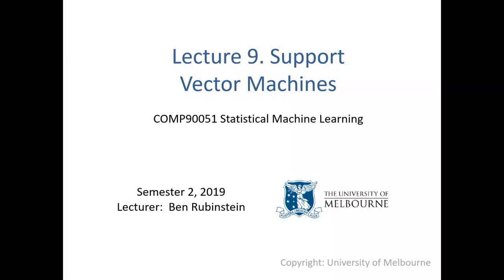Welcome to the second half of week 5. We've finished neural networks, and now we're embarking on kernel methods. The most famous kernel method is the support vector machine. Many of you will have seen it to some extent before, but we'll be going into it more deeply than you've seen it in the past.